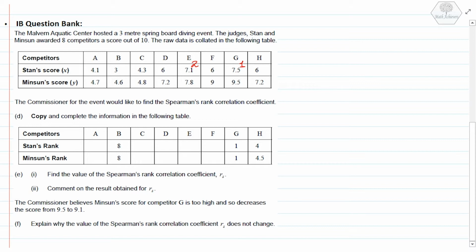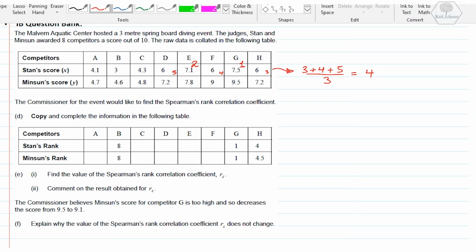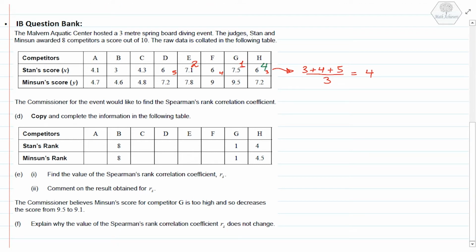And then I have three 6s. The three 6s, this is the third, this is the fourth, and this is the fifth. But since we have three 6s, the rank would be, I will take the average of 3 plus 4 plus 5, all of it divided by 3. And this will give me 12 over 3, which is 4. So the rank for the 6s, they will all take a rank of 4.